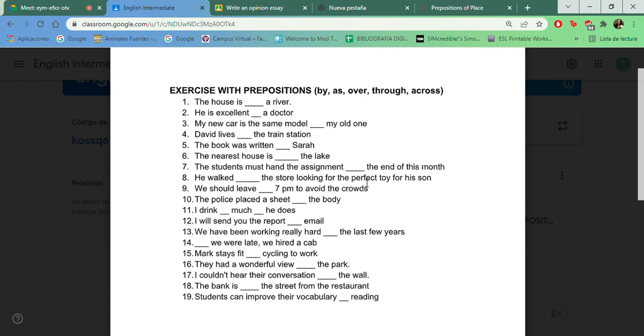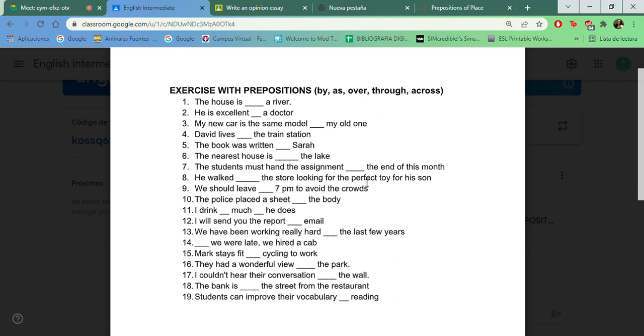Over the park? No, no, over would not be right here. The park is... I know, I know. Be careful with that. When you want by the park, okay? We had that one: by the park. Good.